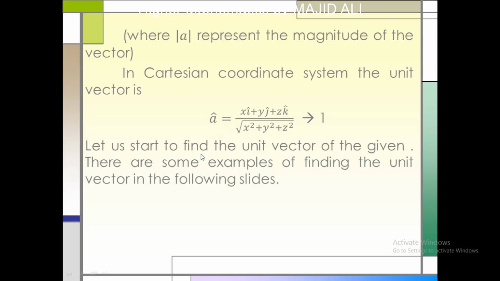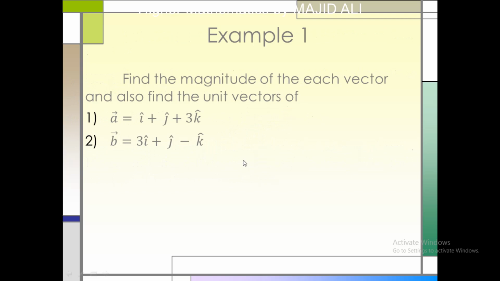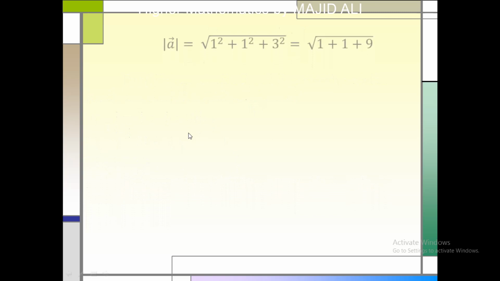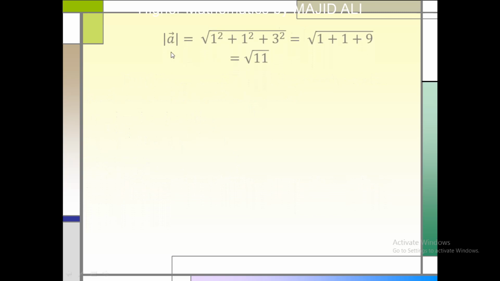Now we have to find the unit vector of given vectors. Here are some examples. Example number 1. First find the magnitude of each vector and then find the unit vector of the given vectors. First we will find the magnitude of both vectors, then we will find the unit vector. Here is the magnitude of the first vector: the coefficient of the i component squared plus the coefficient of the j component squared plus the coefficient of the k component squared.